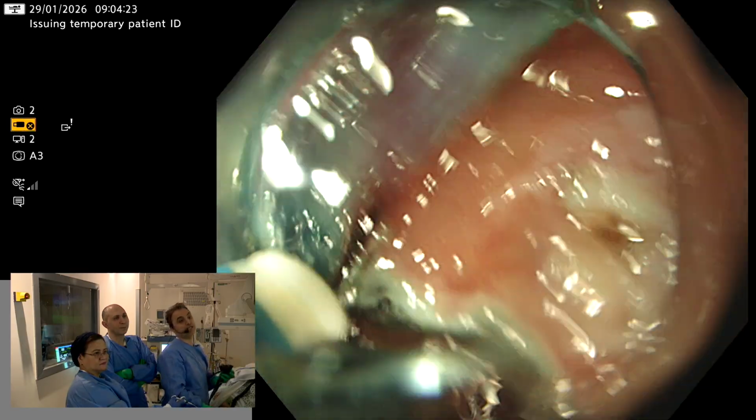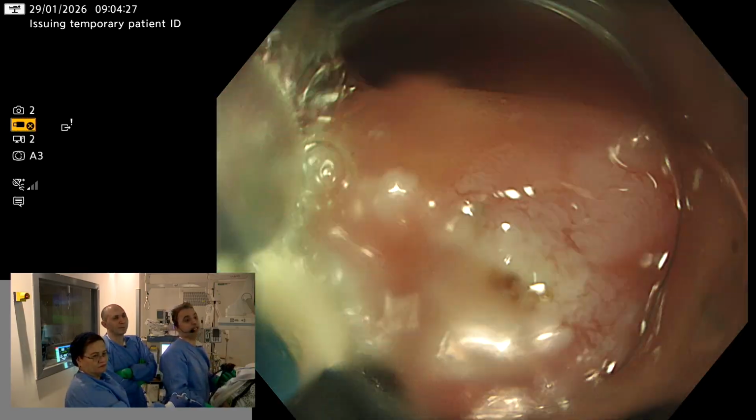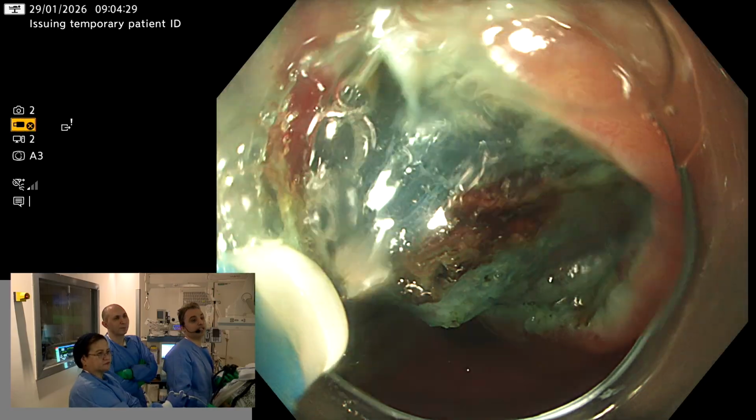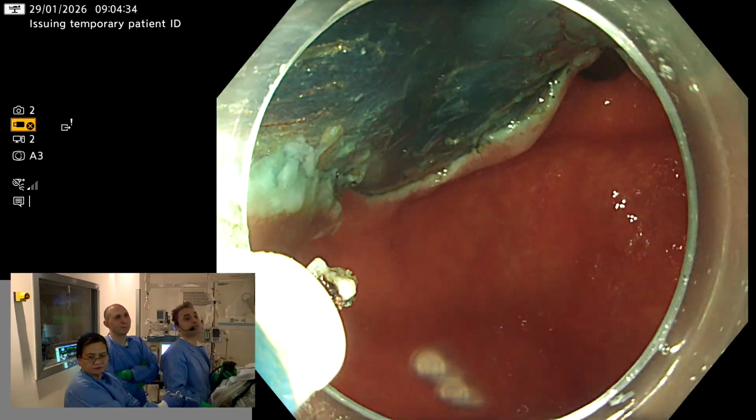And because I see some bleeding blood vessel in the submucosa, I use only coagulation to avoid bleeding from major vessels.